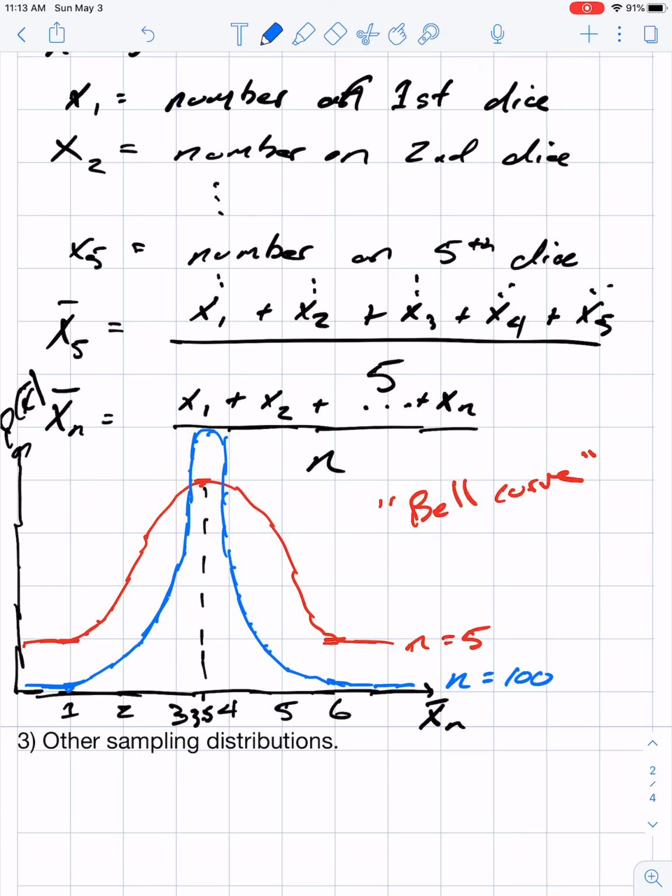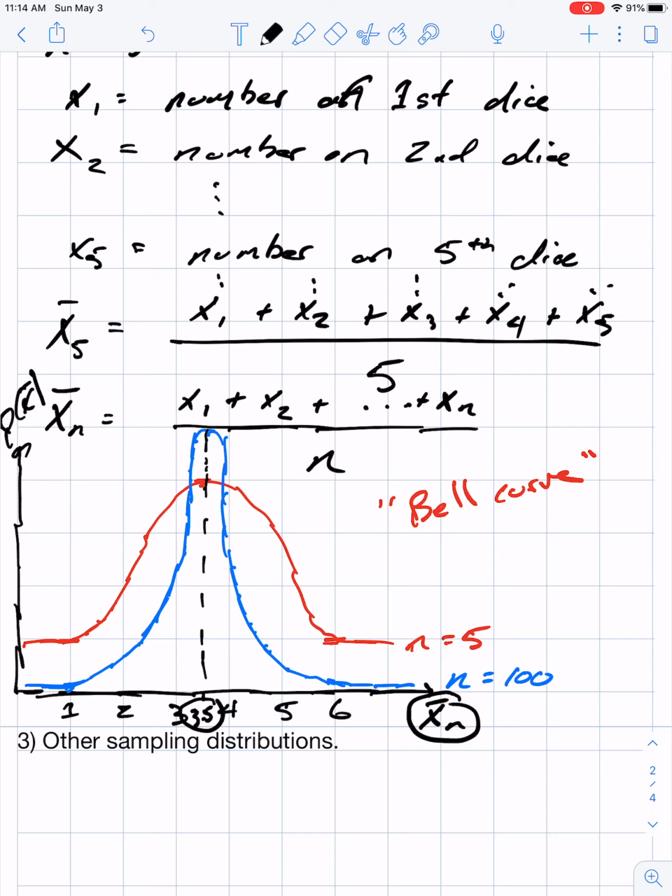This idea is going to drive all of the important stuff that we look at in statistics basically throughout the semester. This idea of taking samples and calculating sample averages, and the fact that when we calculate sample averages and take bigger samples, we get closer and closer and closer to the true mean, which is what that 3.5 is. That's going to drive everything. Now, in the case of dice, it's like, well, I already knew that the true mean was 3.5. So it's not that powerful.